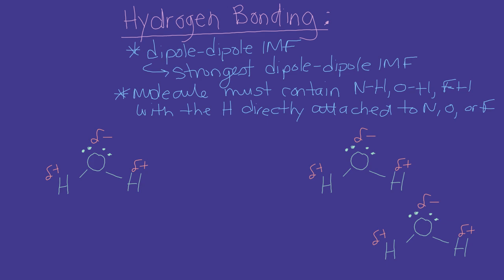And so the molecule must contain NH, OH, or FH, with the H directly attached to N, O, or F. So it can't be somewhere else in the molecule. So I'll show you some non-examples of hydrogen bonding in just a second.